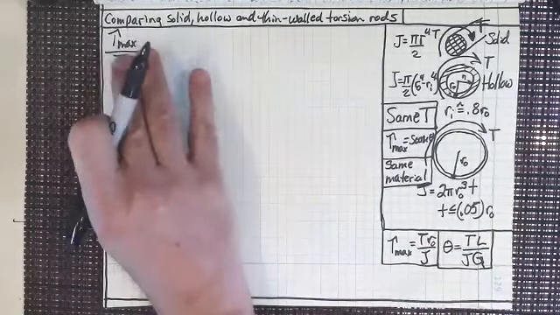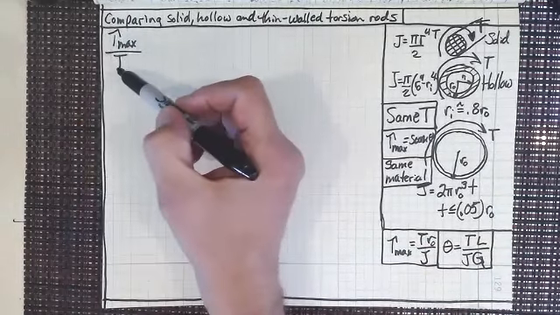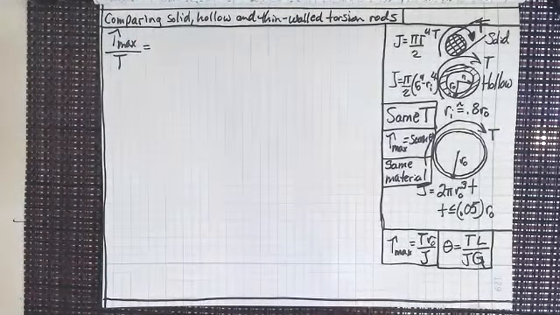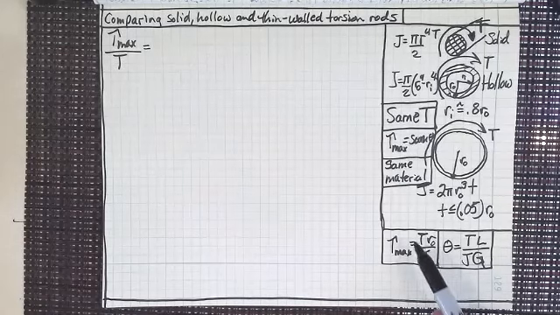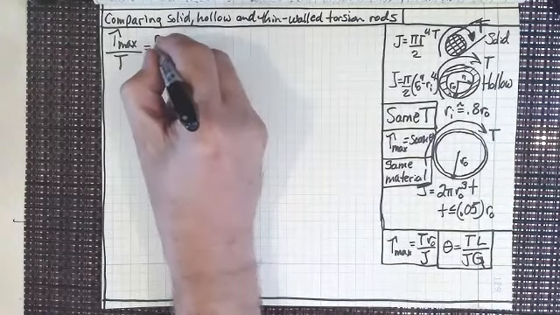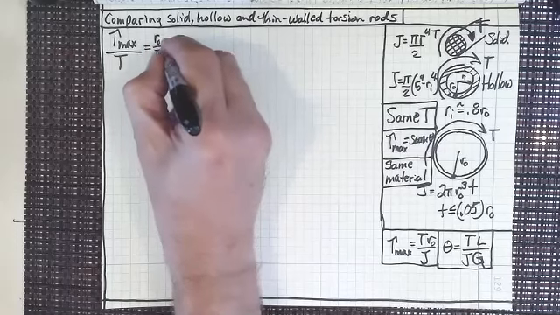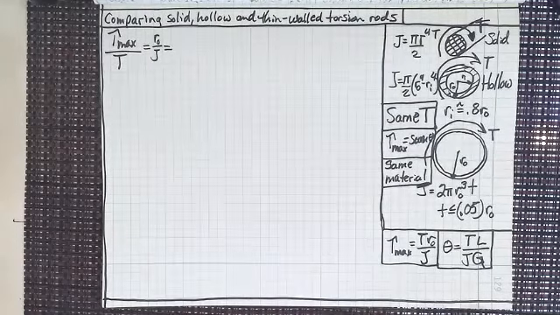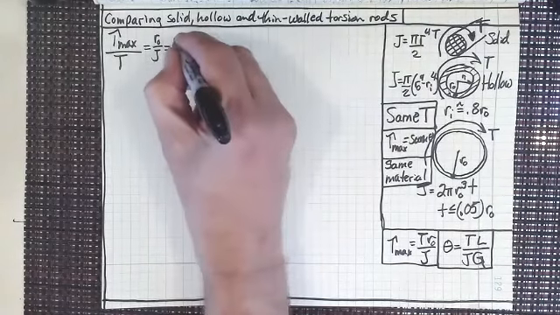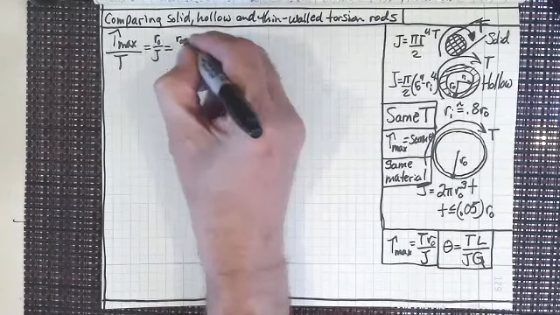So we want to compare same material, same torque, right? If we solve that for all three of the equations, tau max over T gives me R sub 0 over J, right? So all three of these would be R outer over J, whatever the J is for that particular cross section. So for the solid cross section, that would be R outer, right?